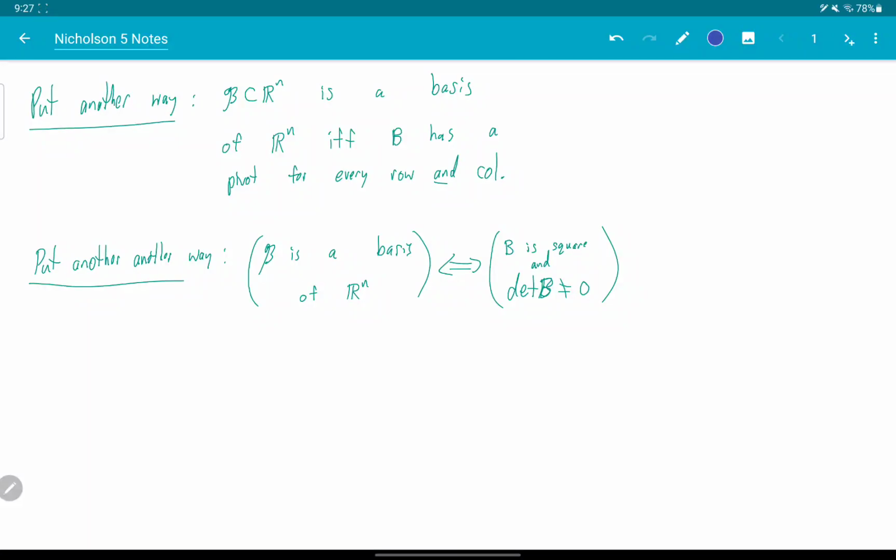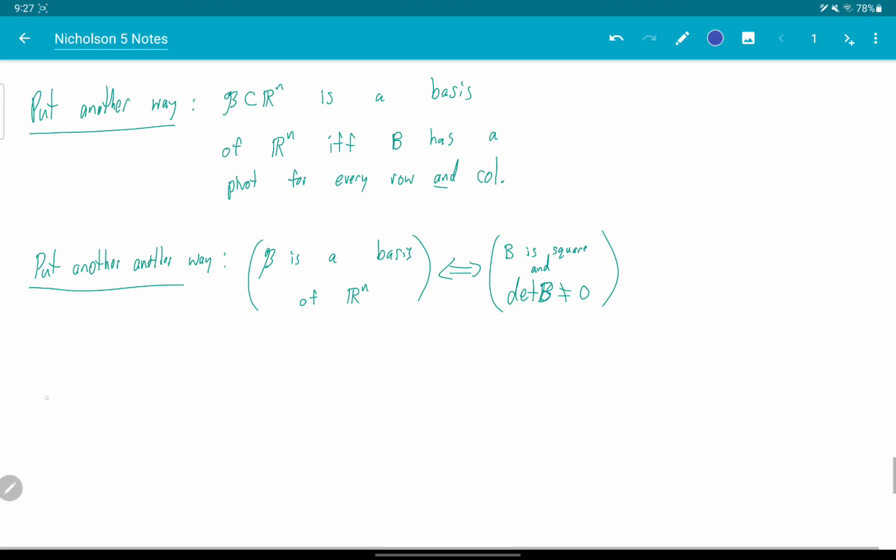Okay, triple check that your capital B does not look exactly like your scripty B. This guy is a matrix, and this guy is a set of vectors, a finite set of vectors.